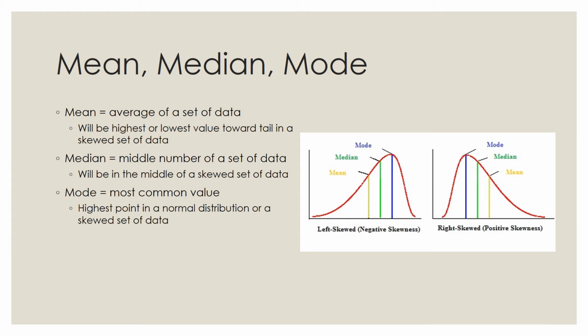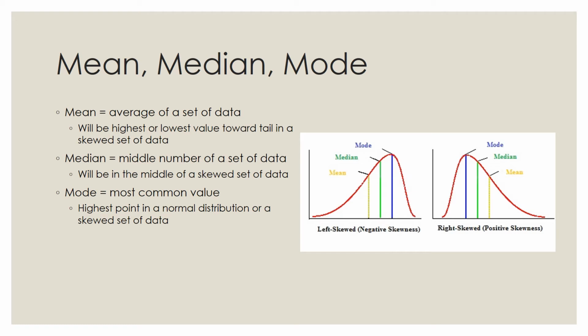So the definition of the mean is the average of a set of data. So if a set of data is skewed to the left, those values over on the left side are going to make the mean lower. So the mean would be lower. If there's a right skewed set of data, it means that those lagging data points will cause the mean to be a little bit higher. So the mean will be the rightmost value.